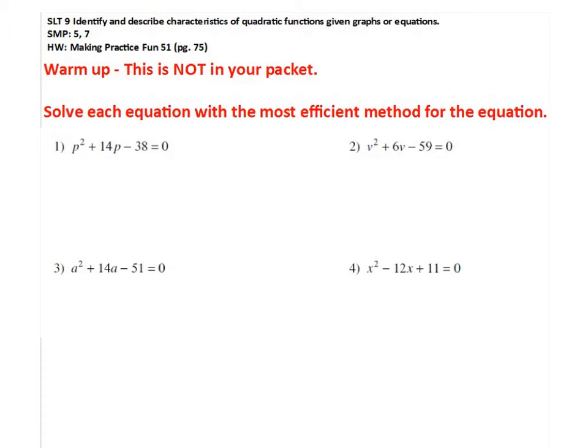This warm-up is not in your packet. We're going to pause the video here, write down all 4 equations, and solve them in the most efficient method. We'll give you about 5 to 6 minutes.